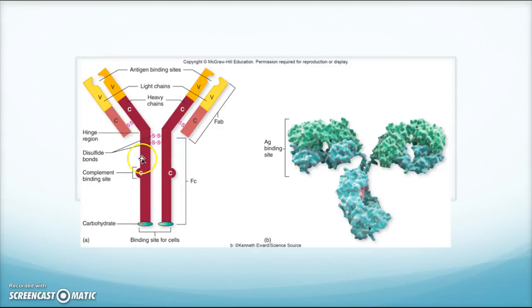So we see here that we have that Fc region, which is considered the heavy chains that are going to make up the major portion of the Y. We have the light chains, which are these outer portions of the Y. The V stands for variable. This is where we see all of those different amino acid sequences that can make that particular antigen binding site unique for any given antigen. And then this is the bottom portion of the antibody, and it is the binding site for cells. So where it is bound to a B cell, for example, sticking out to grab onto that antibody. And this is an actual picture of what one looks like.